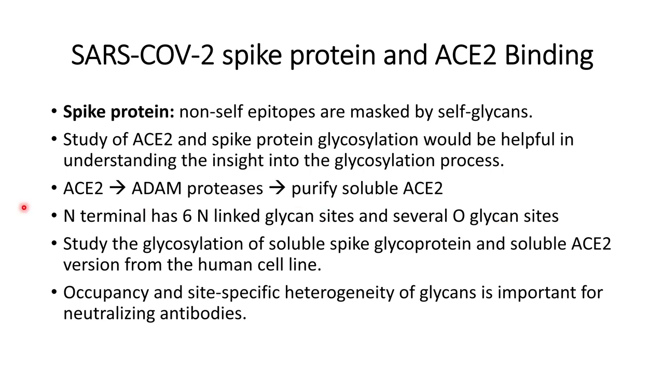At the same time, they have also developed the soluble stable trimeric part of the spike protein and studied its glycosylation pattern to find out how the glycosylation heterogeneity at different sites of glycosylation is affected, as this occupancy and site-specific heterogeneity is important for developing neutralizing antibodies.